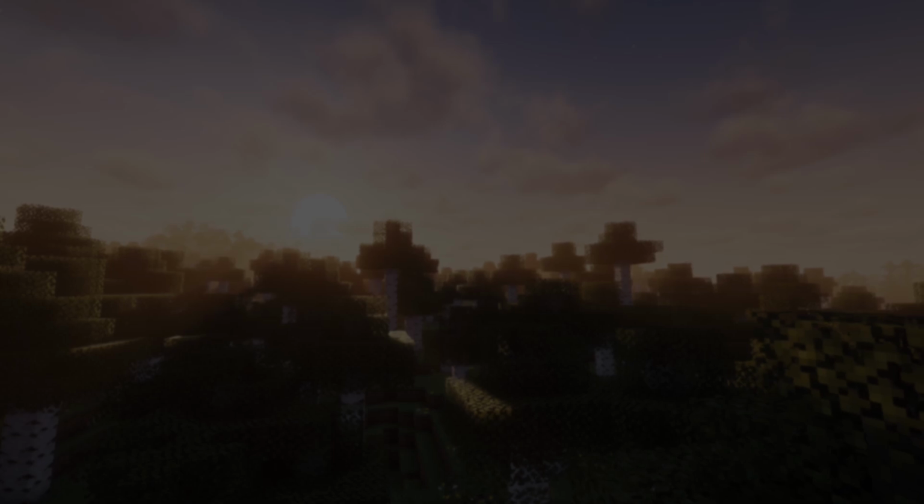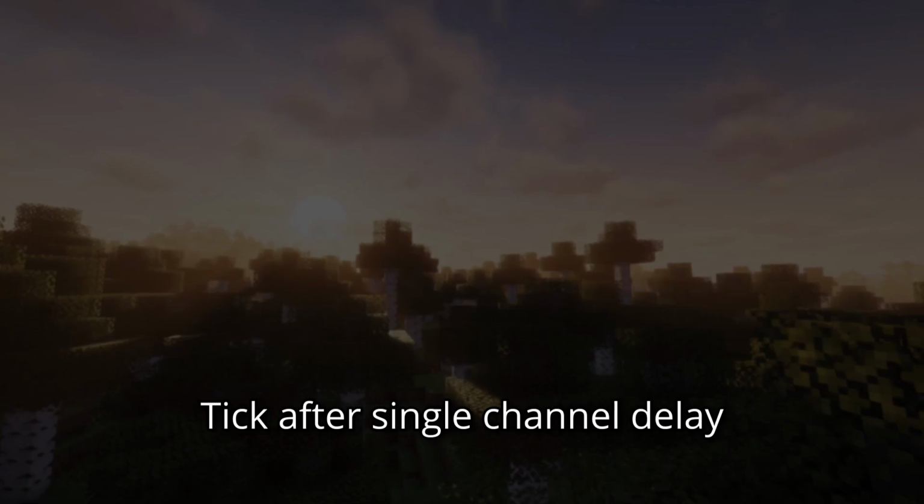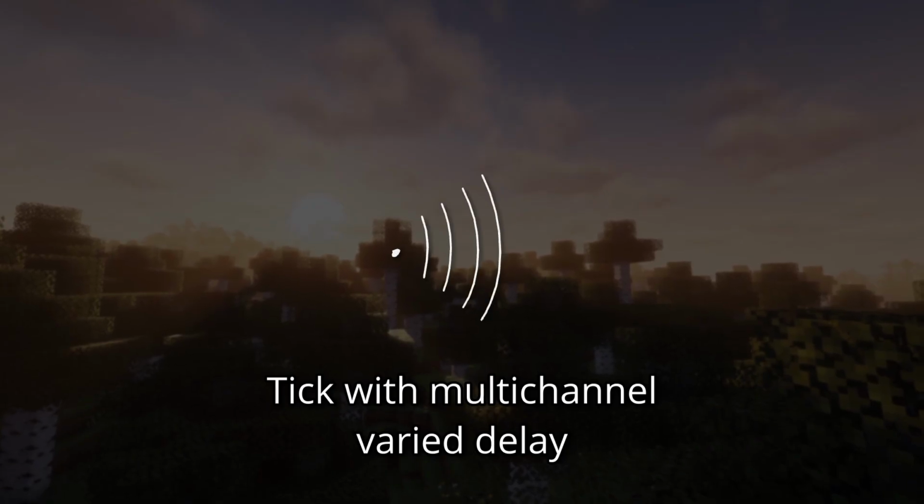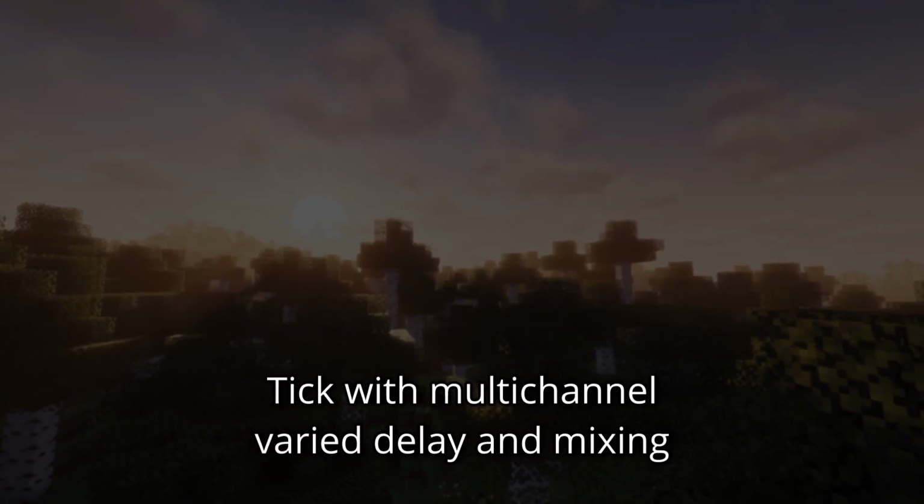Signalsmith actually used a test click sound to see what the sound sounds like after each step to see how it progresses. So this is what a tick sounds like after the initial delay or echo. This is what the tick sounds like after having multiple delays for each channel. And here's what the tick sounds like after having multiple channels of delays and mixing them together.